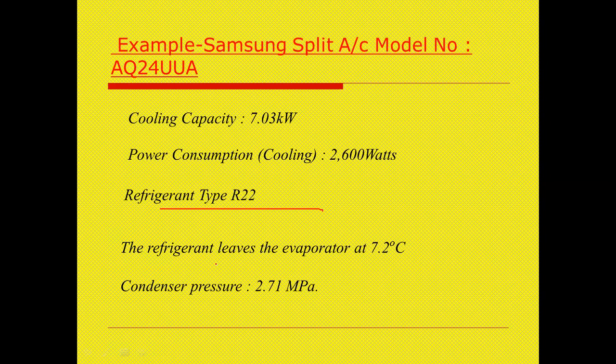Next, fourth one is the refrigerant leaves the evaporator at 7.2 degrees centigrade. Next, the condenser pressure. The condenser pressure is 2.71 megapascal. So the condenser pressure where we are using is 2.7 megapascal. Got it? So these are the technical details of a Samsung company split AC, model number AQ24UUA. Got it?